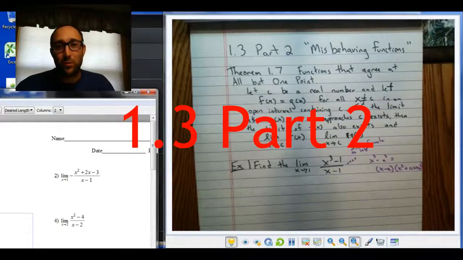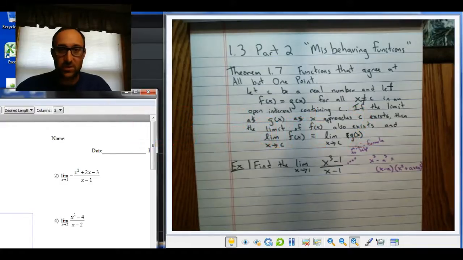Hey everyone, welcome to 1.3 part 2. I call it misbehaving functions because these functions do not behave like the other ones in section 1.3 part 1.